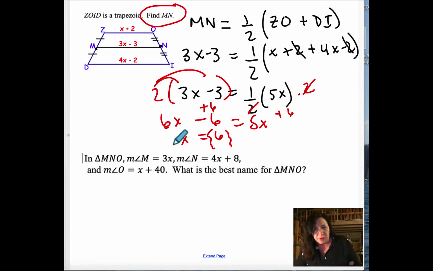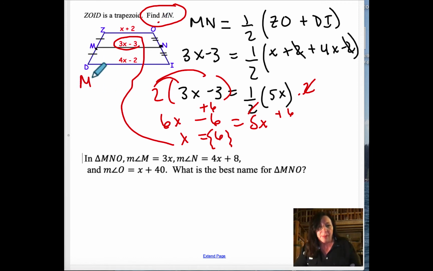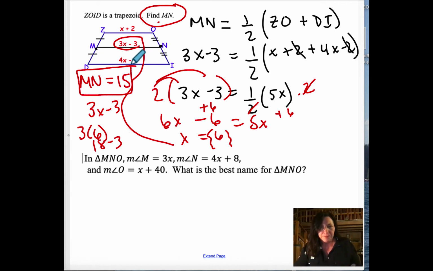That's not my answer. So I'm going to take this value and plug it into mn, because that's what they want, mn. So that means that mn is equal to 3x minus 3, right? x is 6. So 3 times 6, which is 18. 18 minus 3 is 15. So therefore, mn is equal to 15.